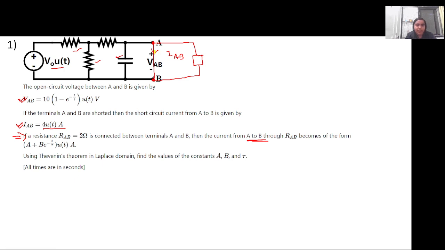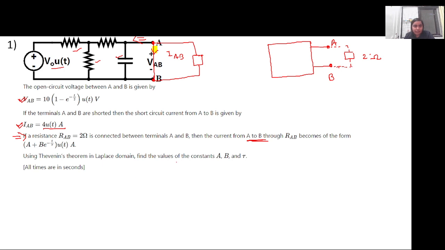So let's redraw the circuit. If the resistance is connected, whatever the circuit parameters are beyond this particular point A and B, actually we do not need to really look into. We are interested only in the part where this terminal A and B is there, and then a resistance of 2 ohm is connected, right?